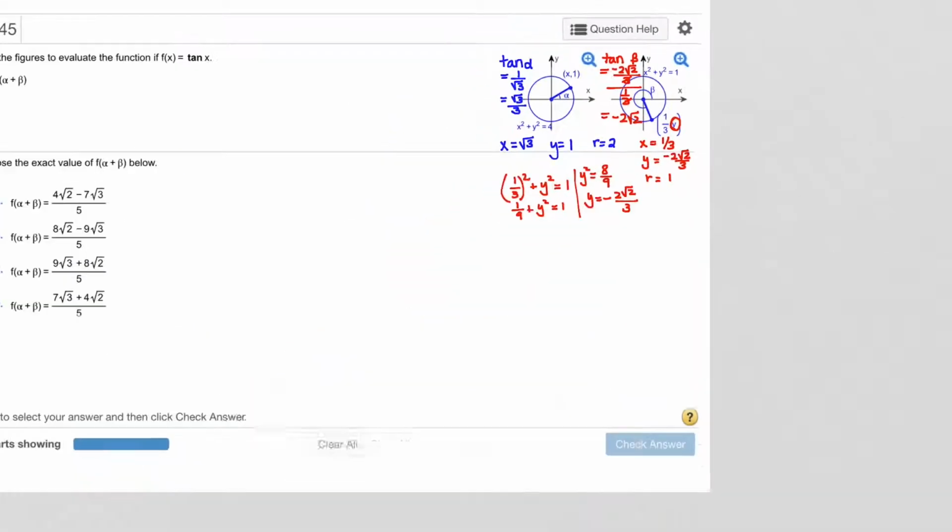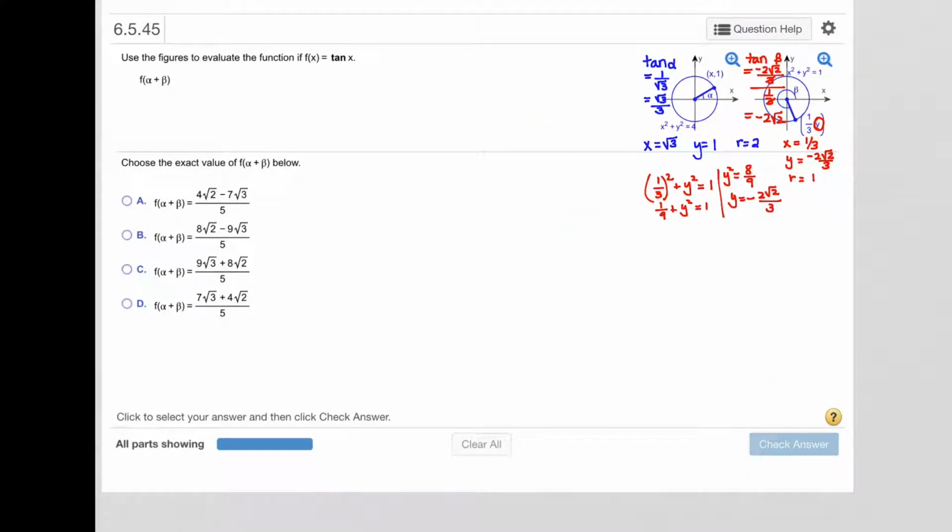for tangent of beta. So now I'm going to come back over to the tangent of alpha plus beta, and I know that tangent of alpha plus beta equals tangent alpha plus tangent beta, all over 1 minus tangent alpha times tangent beta.